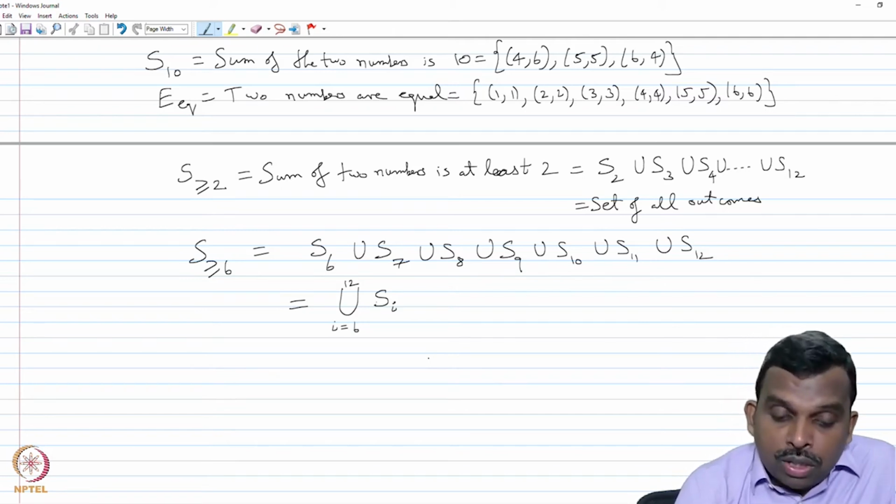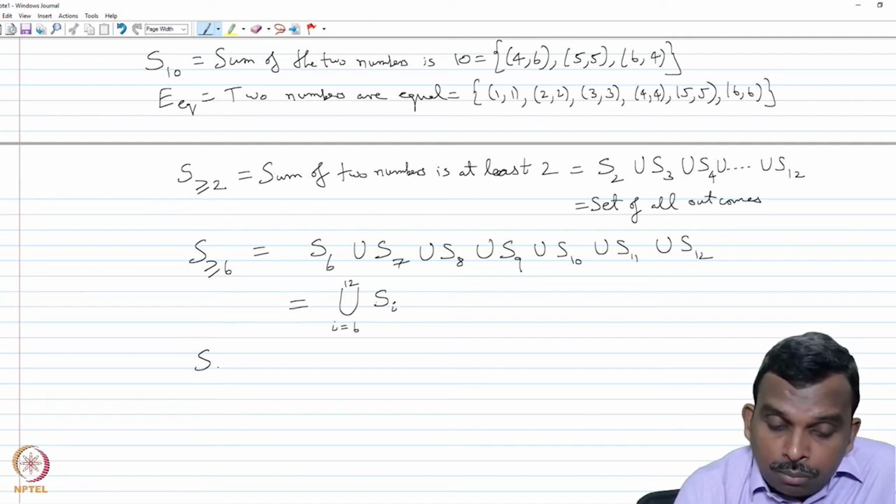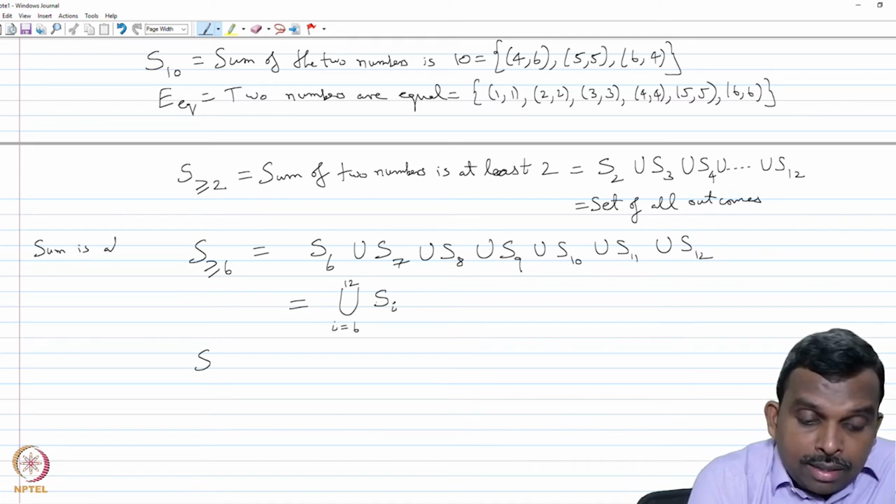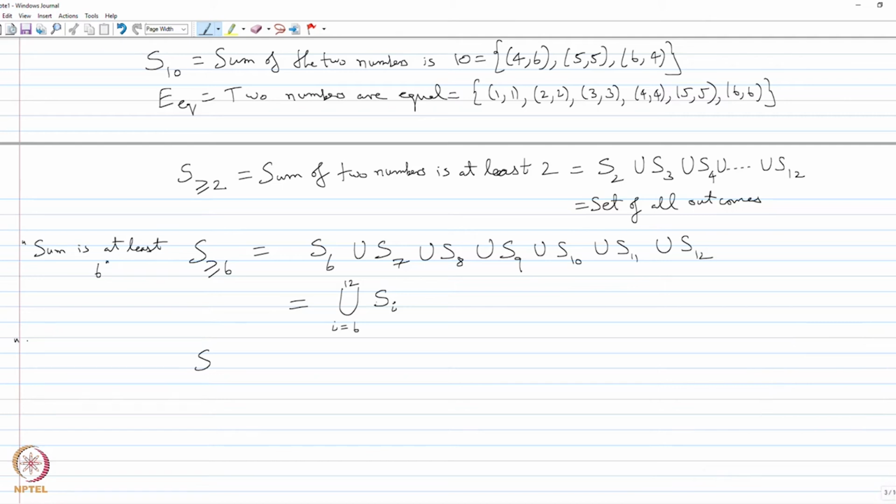Okay, so now you can also define another event which I will call, now remember, what is this event in English? Sum is at least 6. This is the event. And define another event which will say sum is at most 5. Okay, so what is that? That is S less than or equal to 5. This would be what? S2 union S3 union S4 union S5. Okay, so I could also have a shorthand notation here, I equals 2 to 5 S_i. Okay, so this looks like another interesting event.